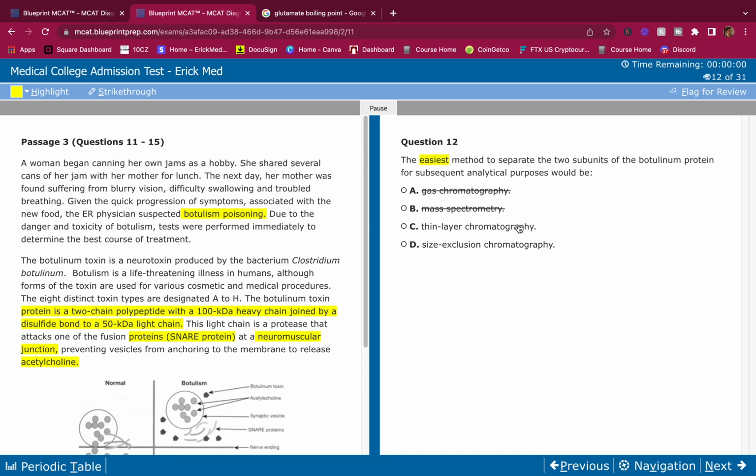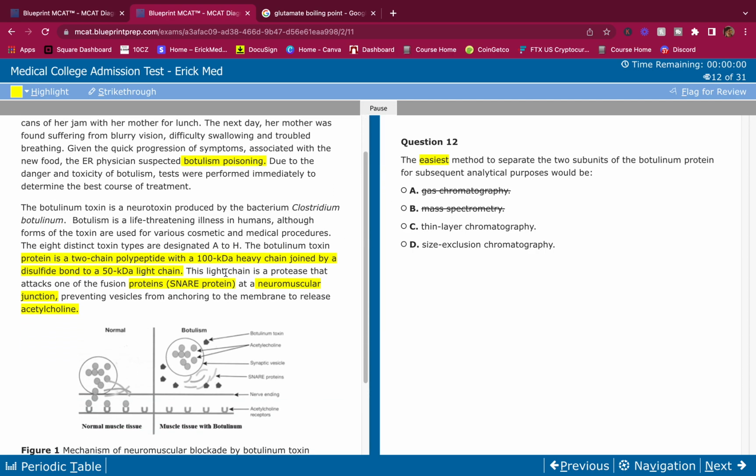Thin layer chromatography. They don't tell us about polarity, if something's nonpolar or polar. They don't tell us the diluent. They don't tell us whether we use cellulose paper. They don't tell us anything like that. They tell us the sizes only, so we're going to go with the sizes. Thin layer does not help with size, and doesn't tell me anything about separation by sizes.